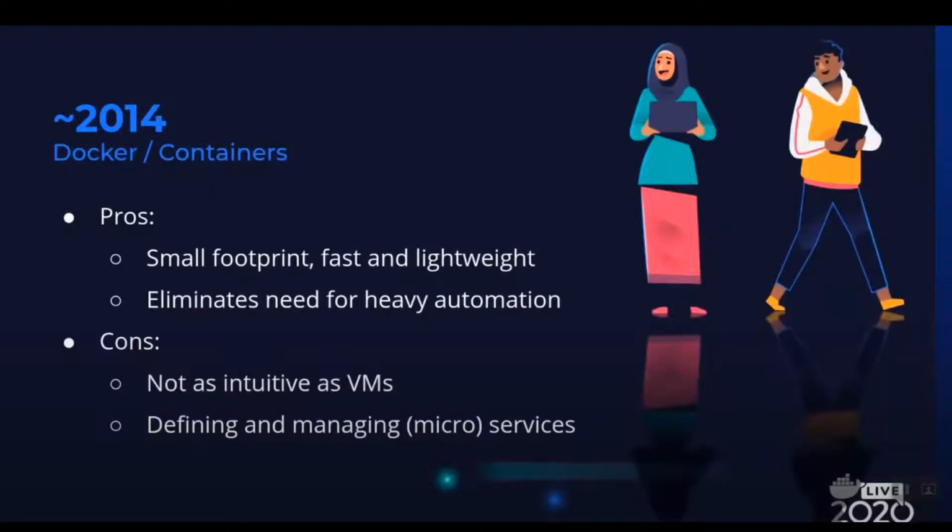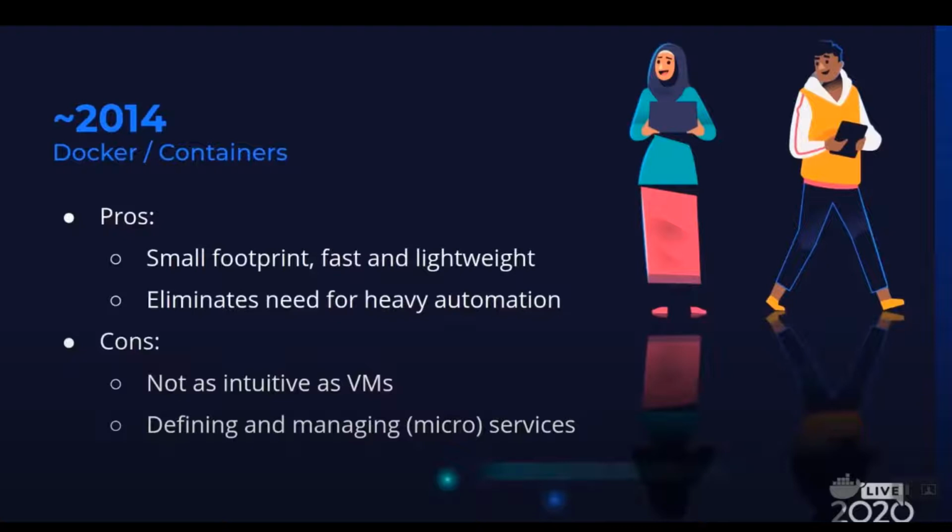Around 2014, 2015, Docker became very popular, and people started using it for development environments. It has a small footprint, it is very fast and lightweight, and with the images schema, it eliminates the need for heavy automation, because you can reuse so much more and it's so much faster. However, it is not as intuitive as virtual machines. It took some time for people to understand how it worked and what was the difference between a container and a virtual machine.